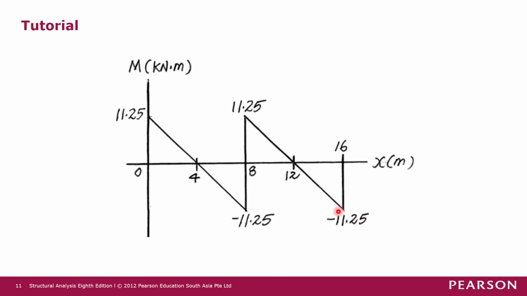Just now we got ME equals positive 11.25, and now we have MD equals negative 11.25. These are bending moments, and there are no external forces in between E and D, so we just join these bending moments with a straight line. Finally, this is the bending moment diagram for girder FED.